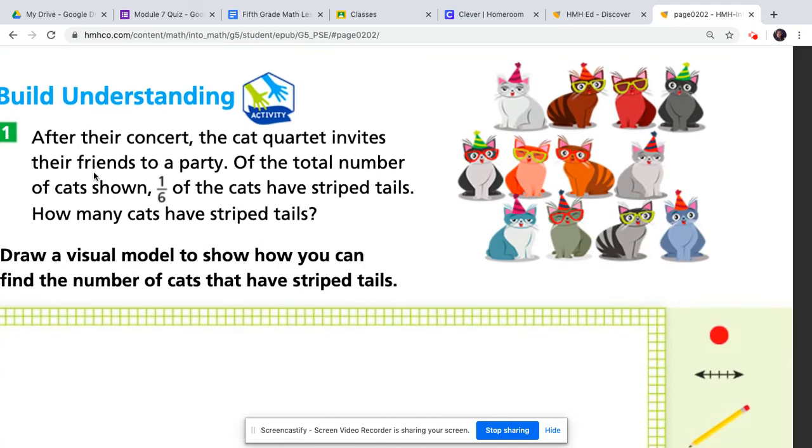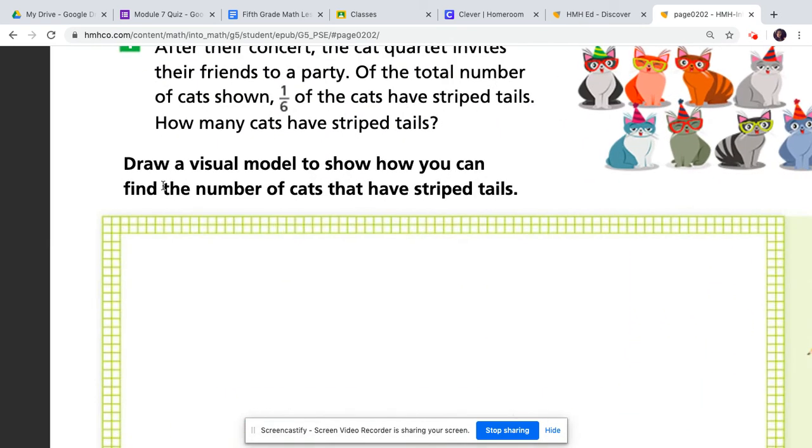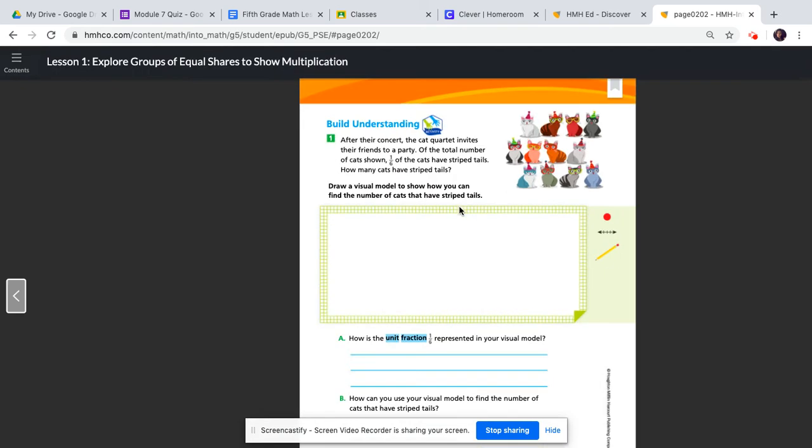The Cat Quartet invites their friends to a party. Of the total number of cats shown, one out of six of the cats, or 1/6 of the cats, have striped tails. How many cats have striped tails? Okay, and then it says over here as part of my goal, draw a visual model to show how you can find the number of cats that have striped tails.